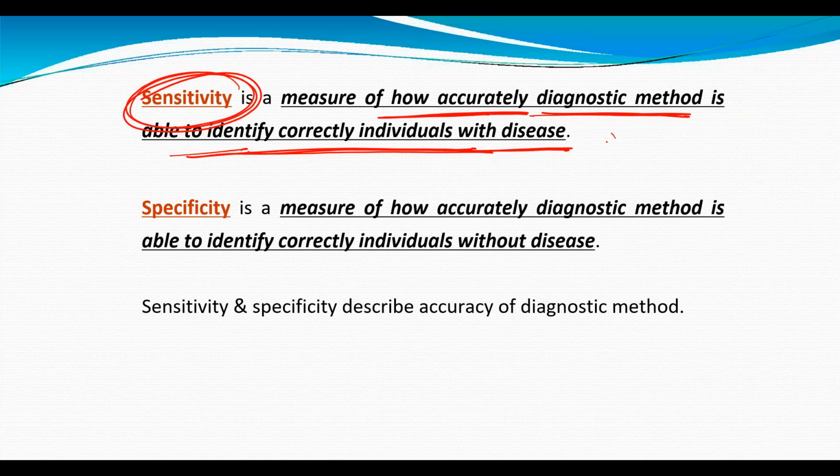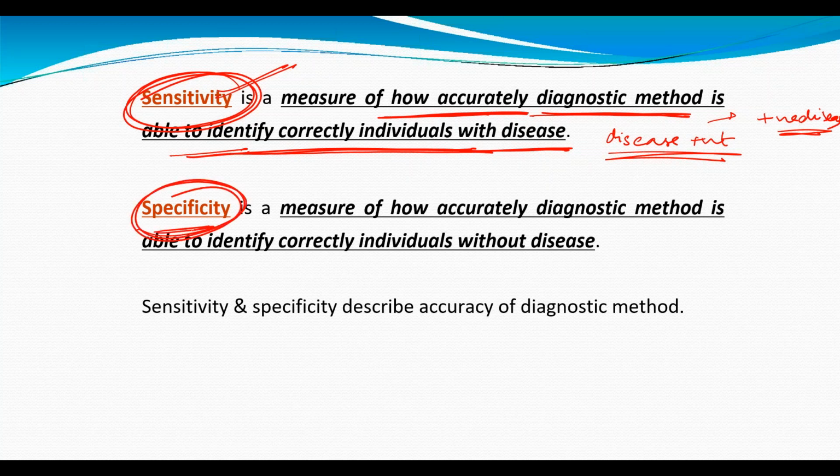So when the disease is actually present and the test is actually done and the test finds out the people who are positive for the disease, who are actually having the disease, the test is sensitive. What do you mean by specificity? Specificity means how accurately a diagnostic method is able to identify the individuals without the disease. So when the test is able to identify the people who do not have the disease, that is called specificity.